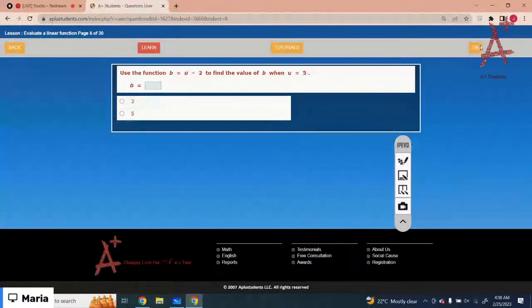Got it? Okay, the next one is use the function b equals u minus 2. Find the value of b when u equals 5. So just replace u with 5. It would be b equals u minus 2, so it is 5 minus 2, and 5 minus 2 is very good. That would be 3.